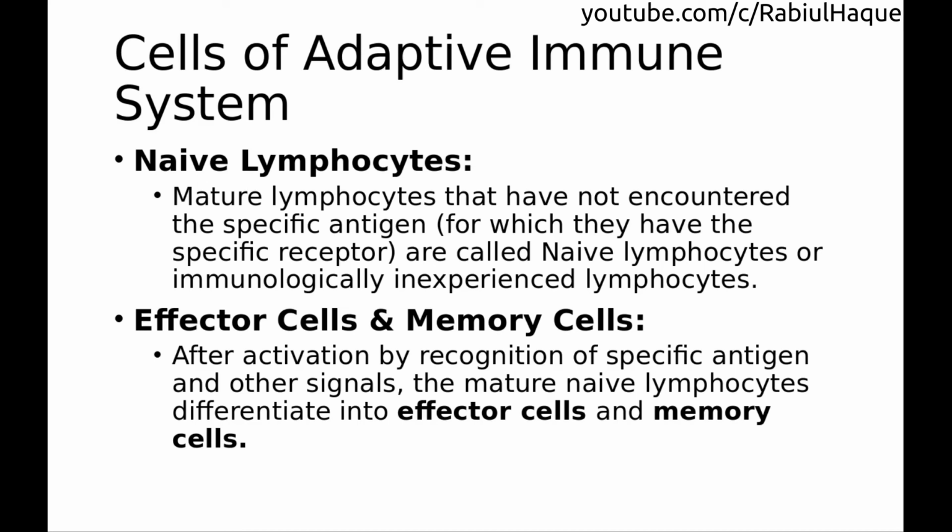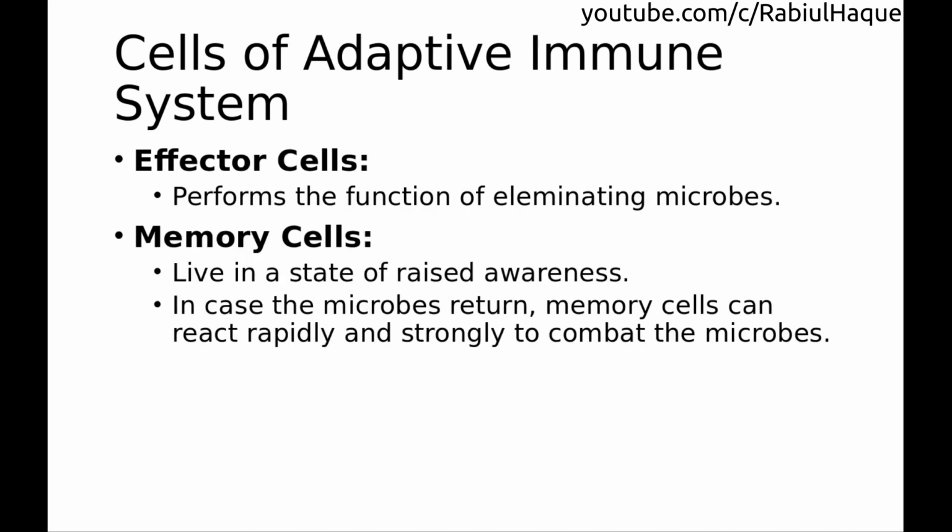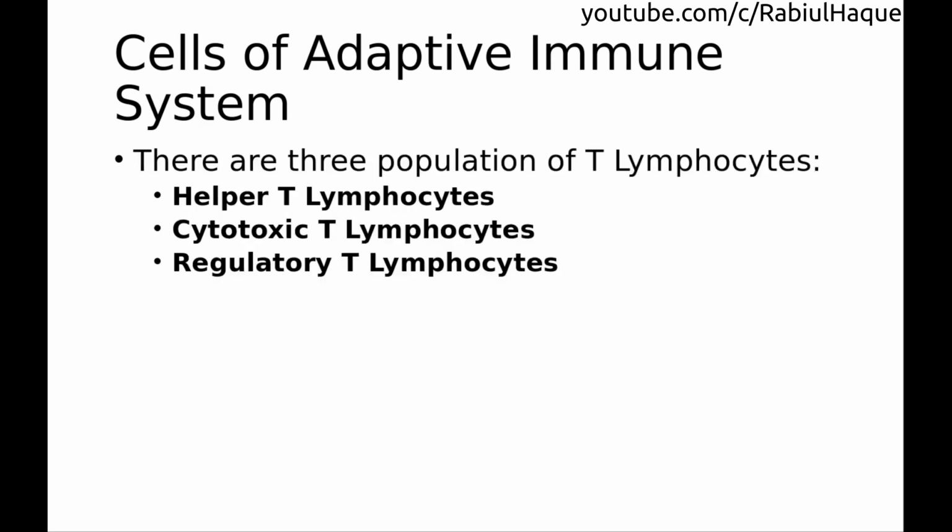Now, what do we mean by effector cells and memory cells? After activation by recognition of specific antigen and other signals, the mature naive lymphocytes will differentiate into effector cells and memory cells. Effector cells will perform the function of eliminating the microbes, and memory cells will live in a state of raised awareness, and in case the microorganism returns, the memory cells can react rapidly and strongly to combat the microbes.